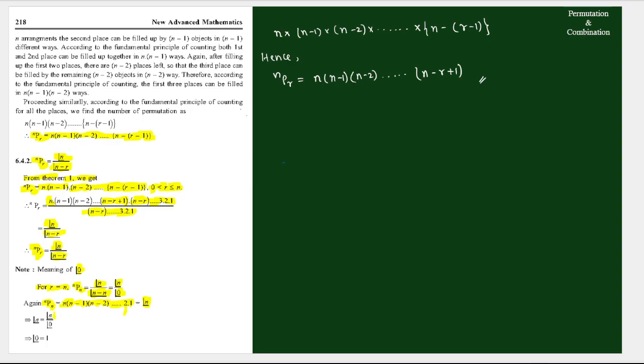So we have got, factorial n by n is 1. Now, factorial 0 will be how much? 1. Now you proceed to the next page.